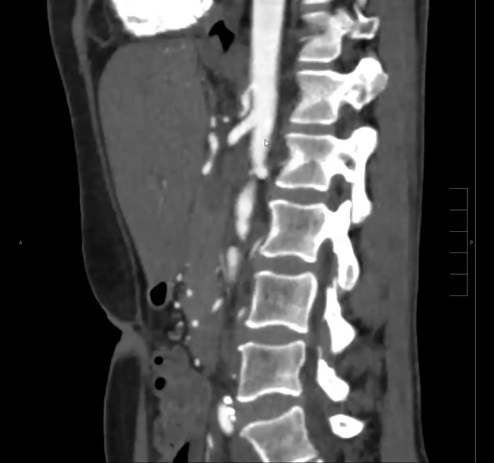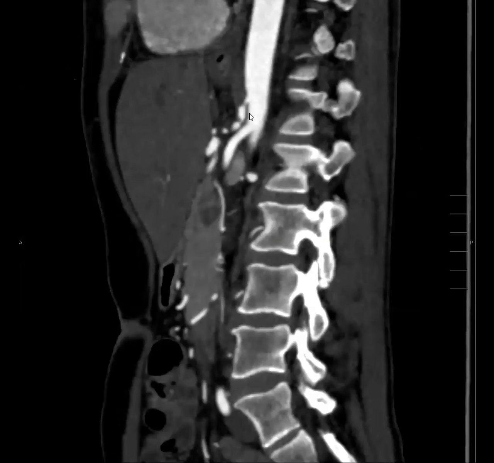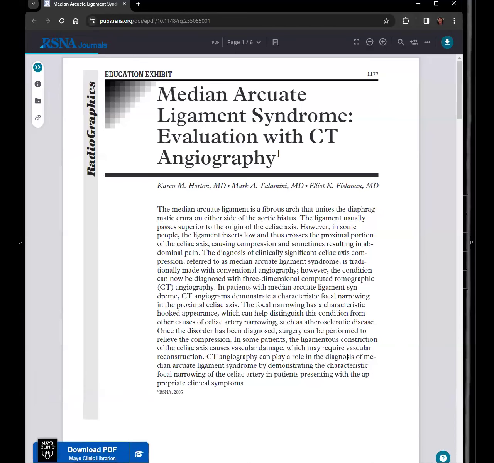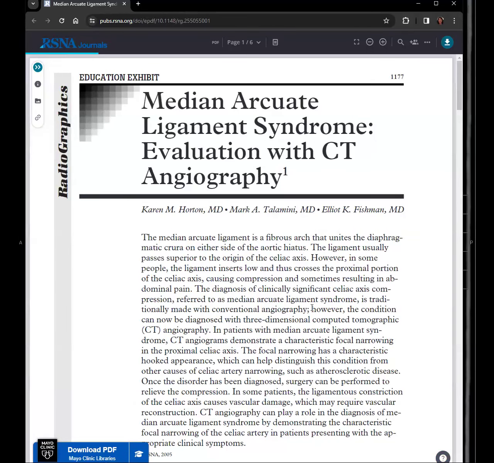And as Aarti already shared, this is the celiac artery here, and there's a hook appearance. So where it gets pinched is right here. That's the median arcuate ligament. And this is inspiration, and then on expiration, it gets worse. It exacerbates that condition. And here is a Radiographics paper that explains the anatomy of why we see that.